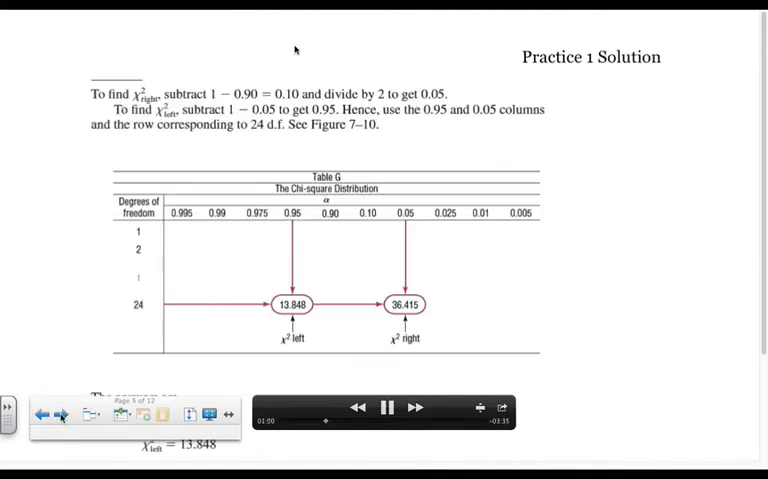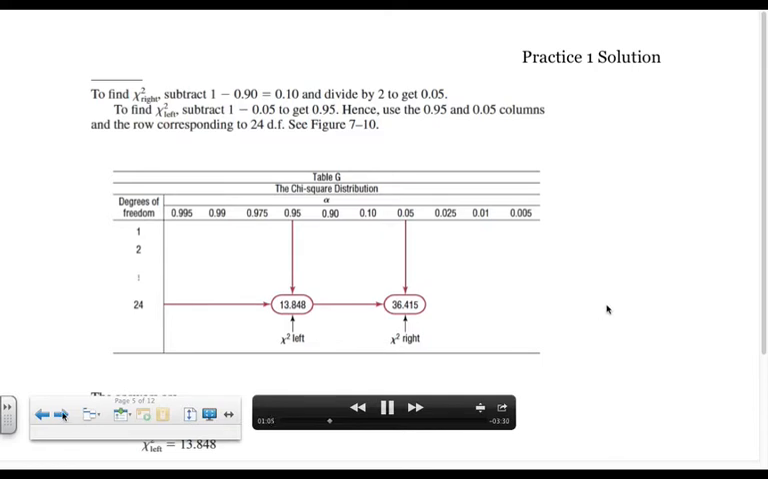So go ahead and look them up in the chart. Here's your solution. We go 1 minus that is 0.10, divided by 2 is 0.05. So we're looking at 0.05 and 0.95. We should have gotten degrees of freedom is 24, 13.8, and 36.4. You're just looking it up in the chart.